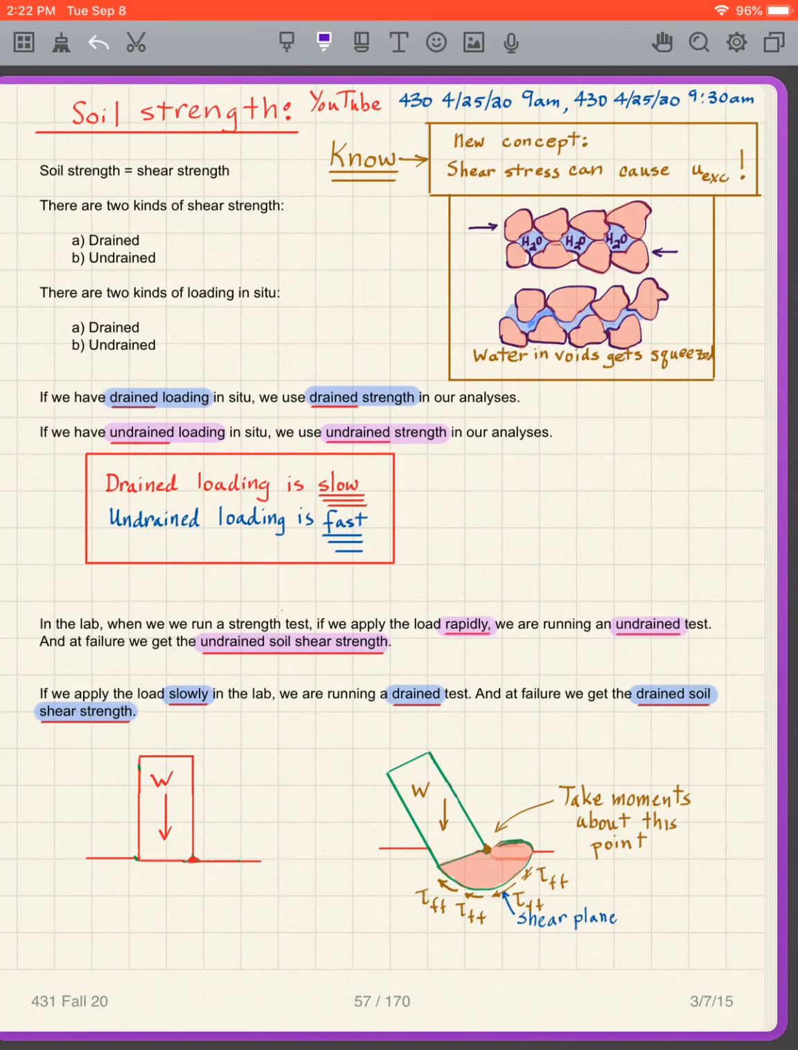Fundamental to this is this concept, and the new concept is that shear stress can cause excess pore pressure. We've talked a lot about excess pore pressure last semester, and through most of the semester we talked about the excess pore pressure generated by, for instance, placing a fill on top of the soil, and we're compressing the soil. We get an excess pore pressure due to the weight of that fill, which is basically what we just got done doing.